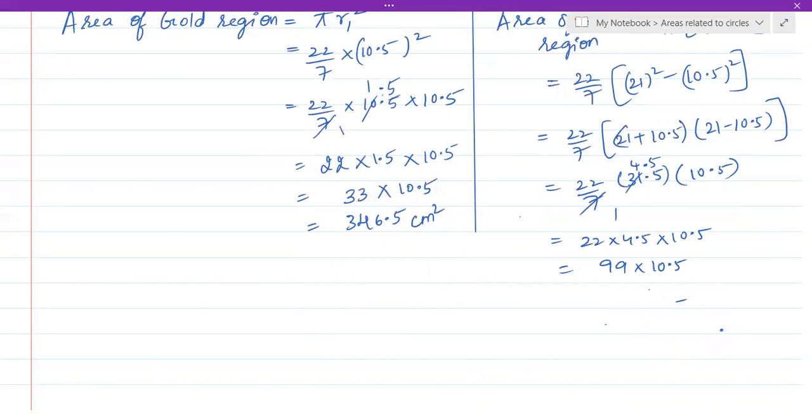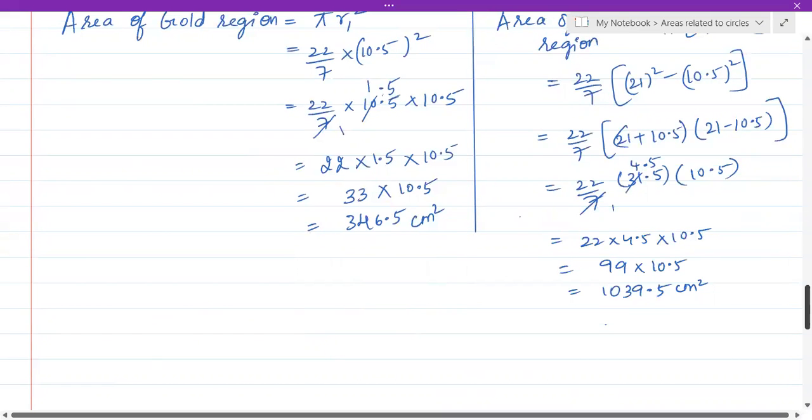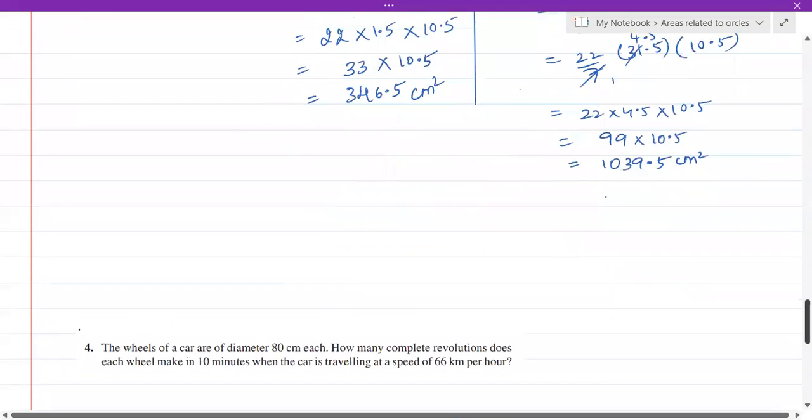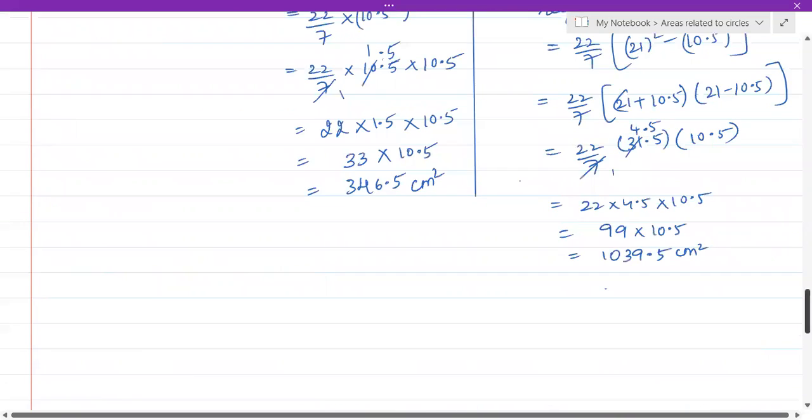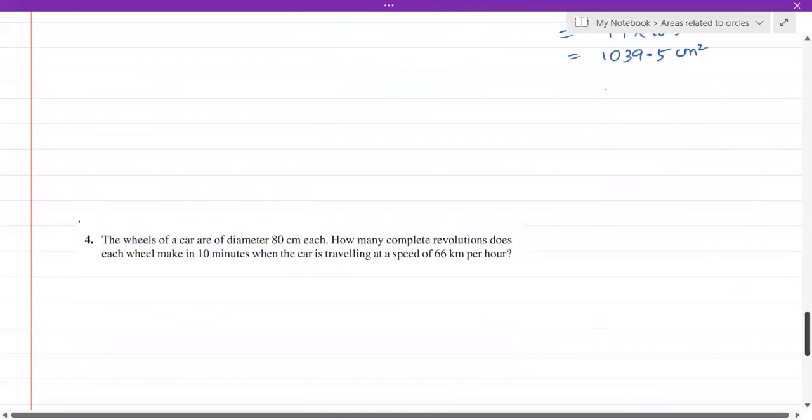So the final answer will be, the calculation must be shown in working column, 1,039.5 centimeter square. See, if you had multiplied 22 into 4.5, then with 10.5, it would have taken much longer time. So using these techniques makes the problem a bit easy. Now, we should also find area of the blue region. So let's find that.